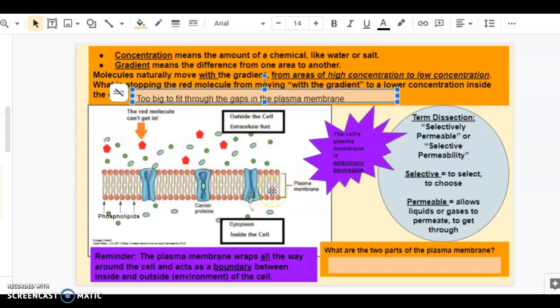It has 2 chemicals in its structure. It has phospholipids, which are these little balloon-looking items, and it has carrier proteins, which are these big, chunky, blue embedded items. So the two parts are the phospholipids, and you see there's tons of those, and they are in two layers, and proteins, which are embedded to help transport things across.